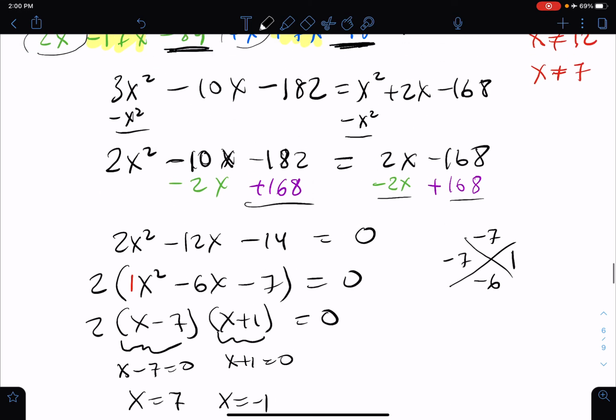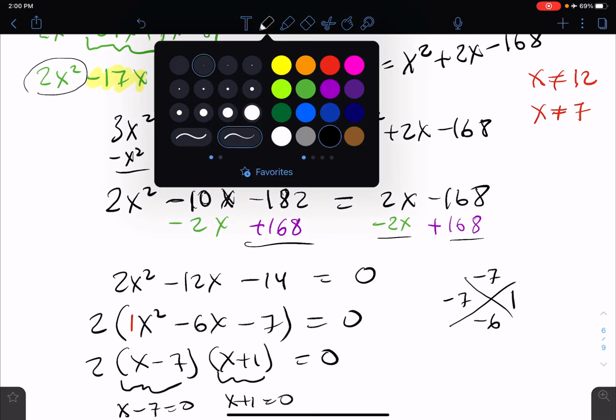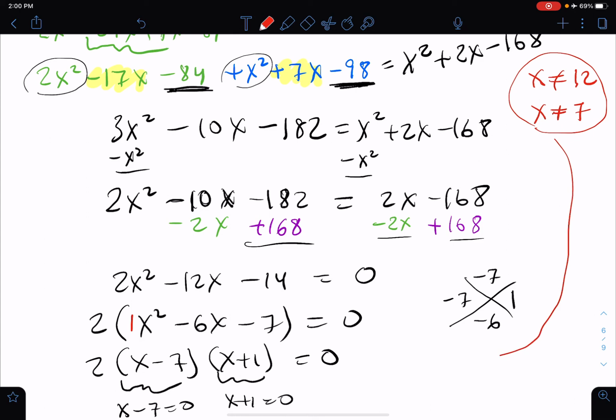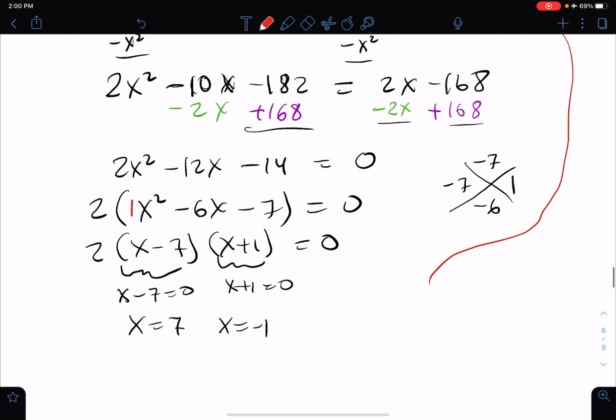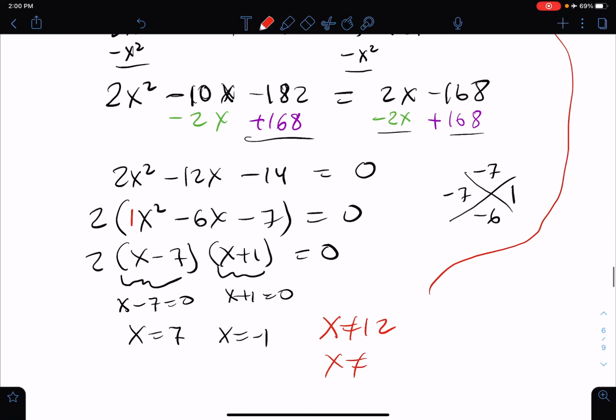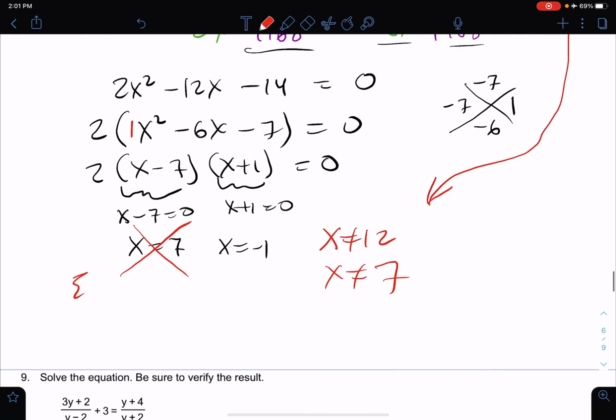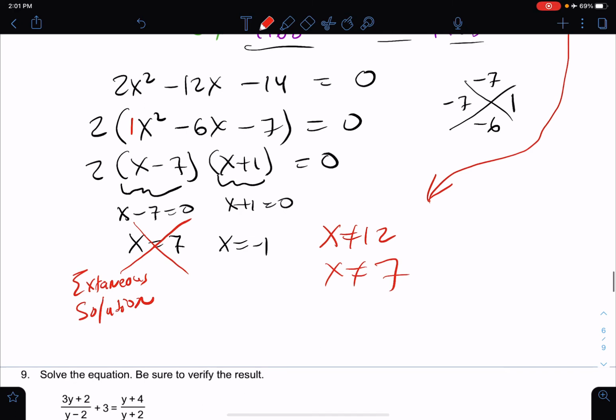And do not forget your restrictions. What are those restrictions? I'm going to write them right down here. One of them was x can't equal 12. The other one was x can't equal 7. Wait a minute. X can't equal 7. You have to cross that, what's it called again? Extraneous solution. Have to cross that extraneous solution off the list because of the restriction x cannot equal 7. And so therefore we just get one answer of x equals negative 1.